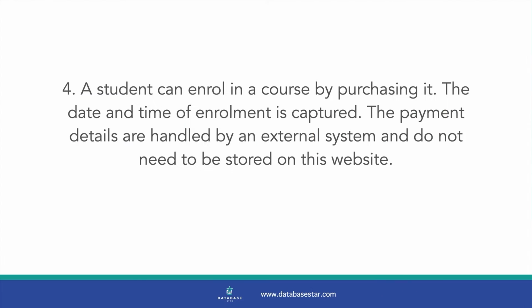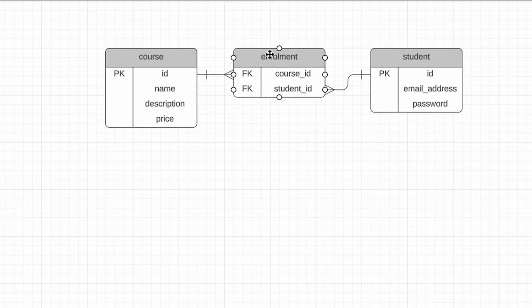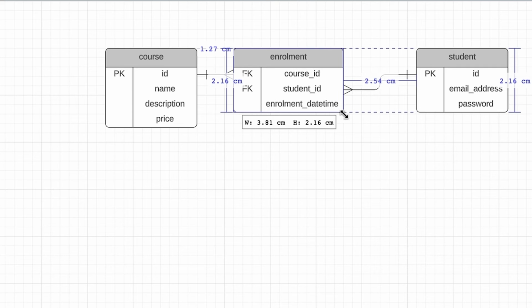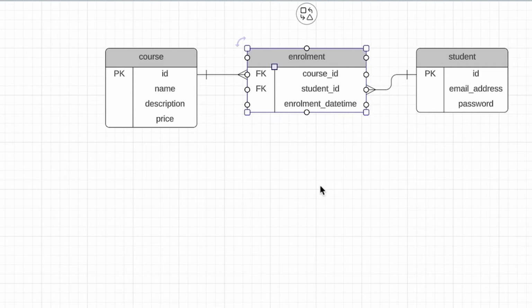It's up to you whether you name the column price or price USD to indicate the currency to make it clearer. Requirement 4 is about how a student enrolls in a course. There's a key point here about payment details not being stored in this system, so perhaps it's handled by Stripe or PayPal or something. In our diagram, we need to capture the fact that a student has enrolled in a course. We already have captured this actually, and it's in the enrollment table. We'll need to add one column to it though, and that is the enrollment date time. This stores when the student has enrolled.